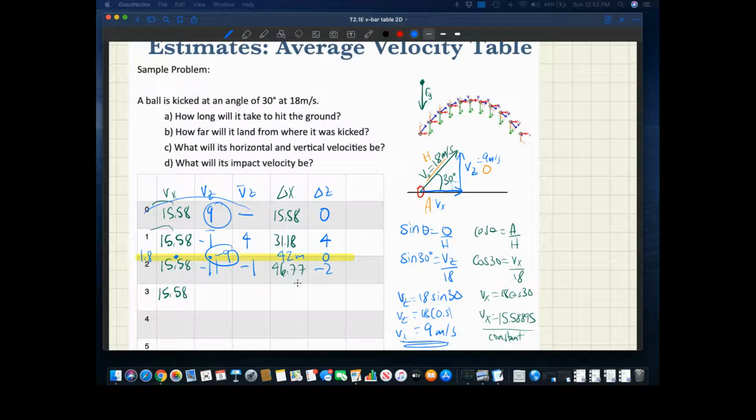So how long will it take to hit the ground? About 1.8 seconds. How far will it land? Oh, maybe about 42 meters. Horizontal and vertical velocity, so it'd be about 15.6 meters per second, and it should be exactly negative 9 meters per second. And what will the impact velocity be?